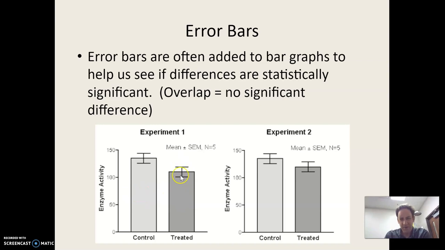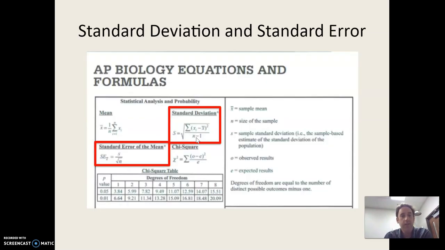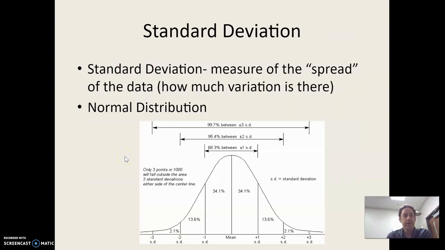So what are these error bars and what are they showing? The error bars are actually 2 times a value called the standard error of the mean. To calculate the standard error and to produce your error bars, you have to do a few things. You need to first calculate what's called the standard deviation. Then you need to calculate the standard error. And then since the error bars are 2 times the standard error, you need to multiply that standard error by 2. Your formulas and equation sheet for AP Biology has the equations for standard deviation and standard error, and so you can calculate that.